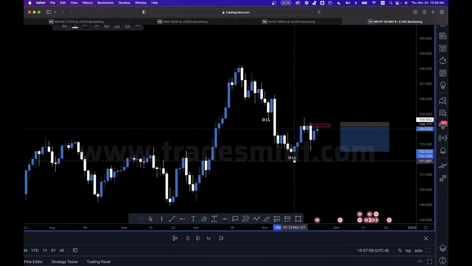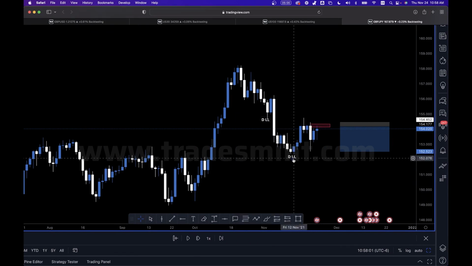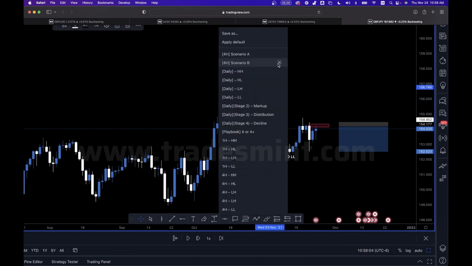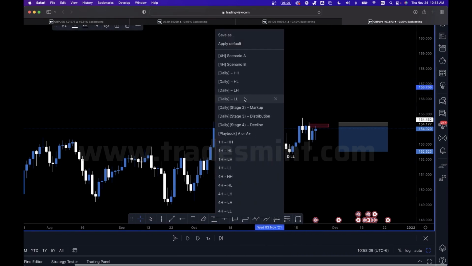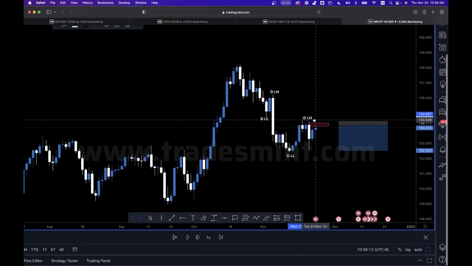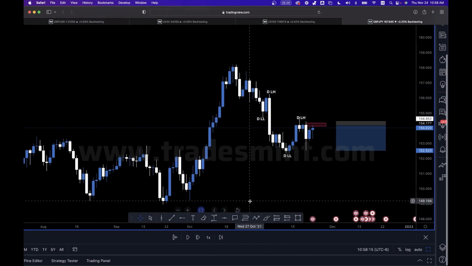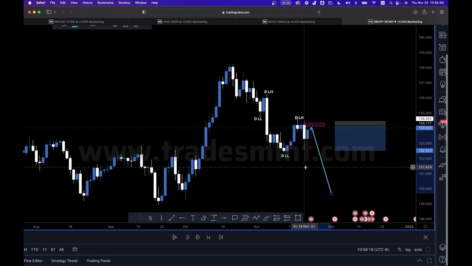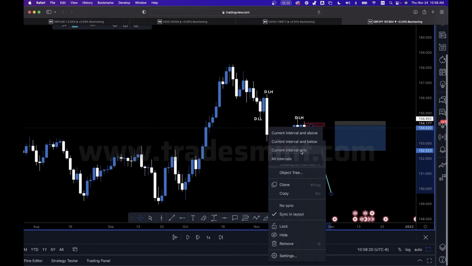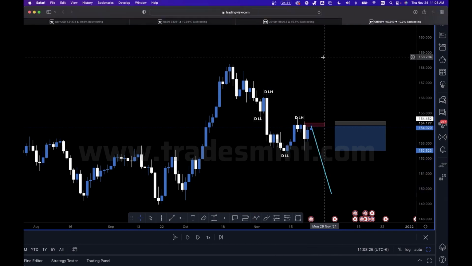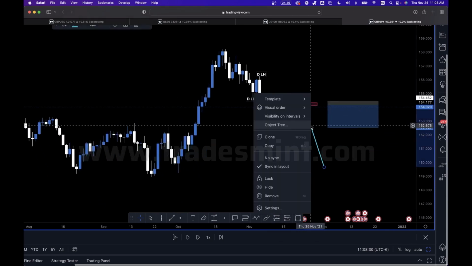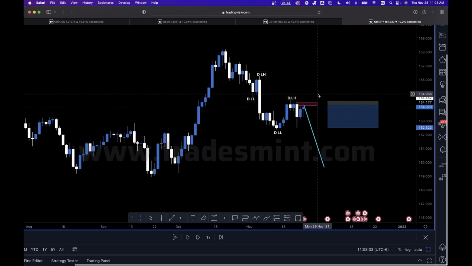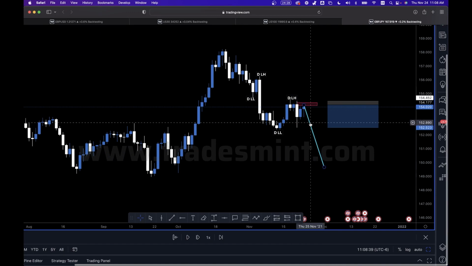Lower low, lower low, lower high. Okay. Now we're looking for a lower high here, right? For price to continue down. Okay. So now we're anticipating a drop. Okay. So we are anticipating that GJ will create a new daily lower low.